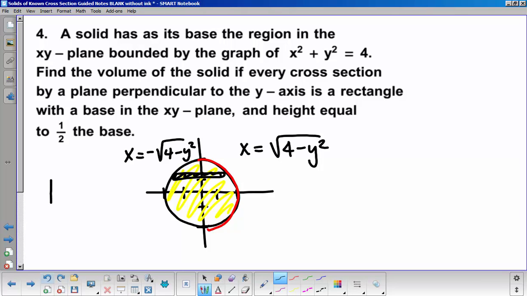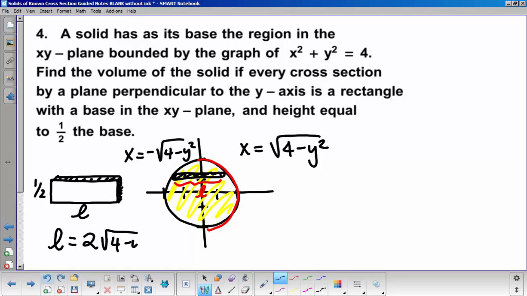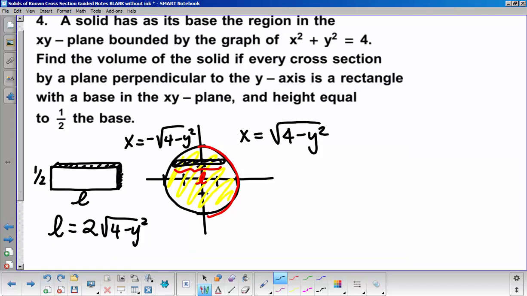Now my slice here is a rectangle. And they're giving me some information about this rectangle. What are they saying about it? So I have 1/2 here. And then this length, what is the length functionally? Say it louder. 2 times root 4 minus y squared. Everybody agree with that?